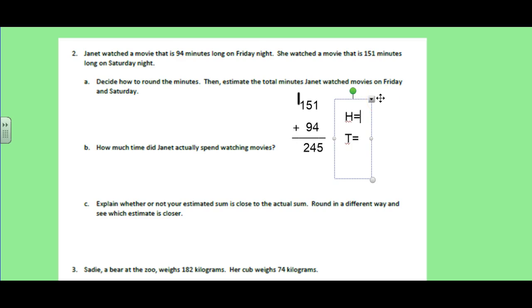Okay, so 245 to the nearest 100 is 200 minutes, and 245 to the nearest 10 is 250 minutes. Taking a look at these two numbers, ask yourself which number is closest to 245. Hopefully you see that 250 is closer to 245, so this is the best estimate for about how long she watched both movies. She spent about 250 minutes watching both movies.